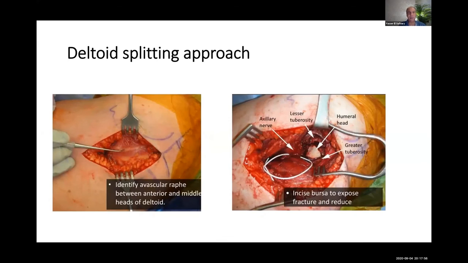But there's also the deltoid splitting approach, especially in cases of greater tuberosity fractures, where you go between the anterior and the middle fibers of the deltoid. But in cases where you want to extend the approach, you should identify the axillary nerve, which is about 6 to 7 centimeters from the tip of the acromion.